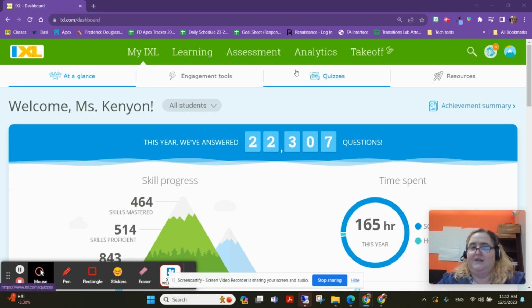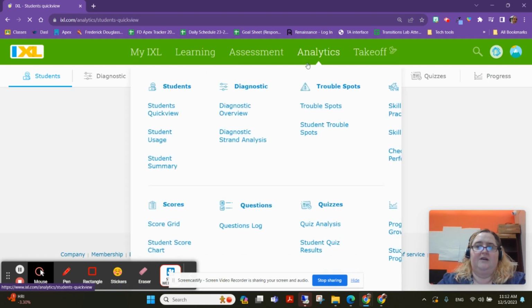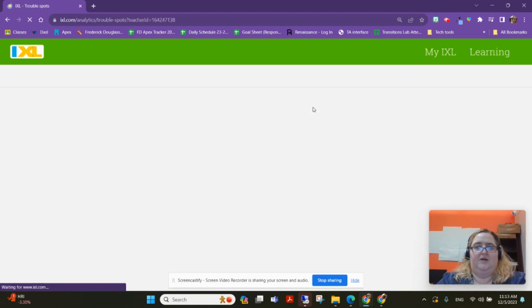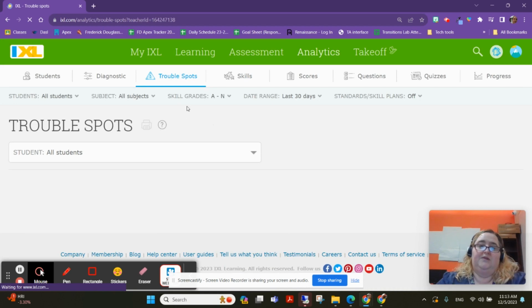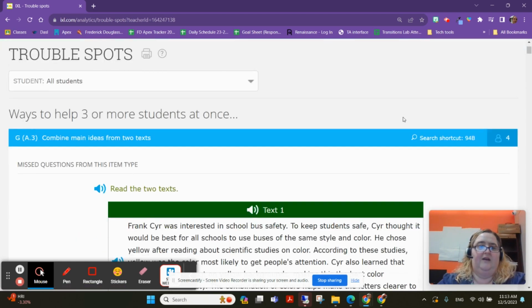So what I'm going to focus on today is we're going to go to analytics and we're going to focus on trouble spots, okay? There's actually trouble spots and student trouble spots. I'm first going to go to trouble spots in general. And the more students you have working on IXL, the more information you're going to get here, right? Right now, this is all students, all subjects, and in the last 30 days, all skill levels, okay?